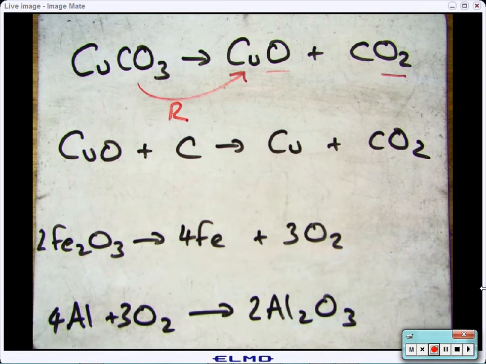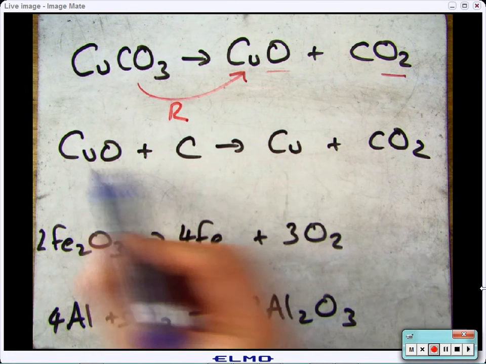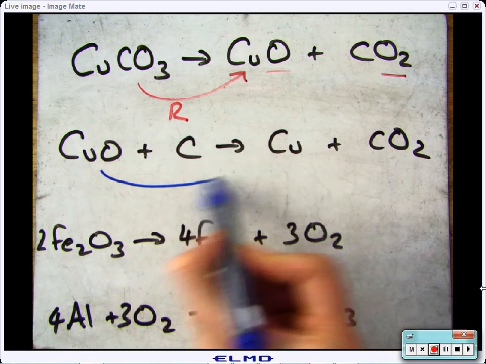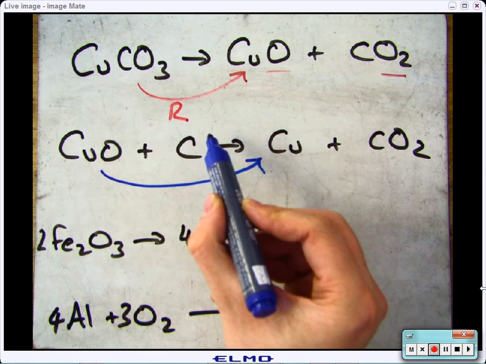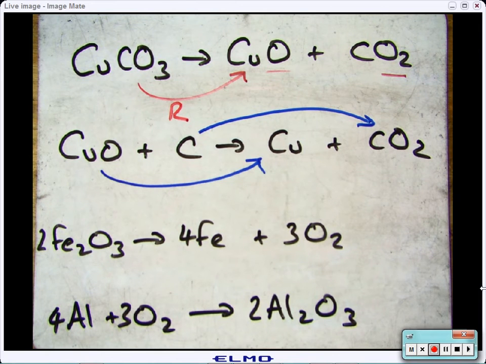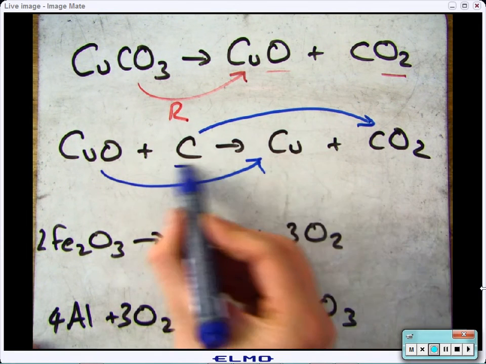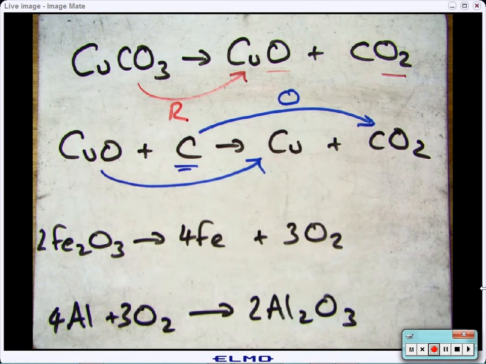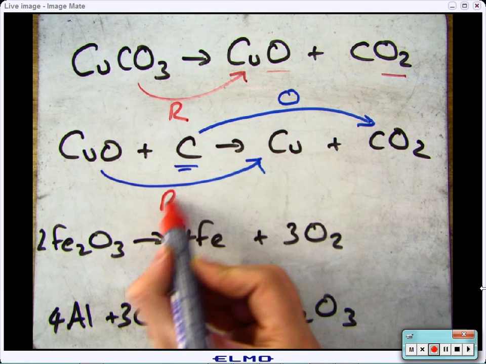In this one here you've got copper oxide that's turning into copper, and you've got carbon which is turning into carbon dioxide. So the one that's had oxygen added to it is the carbon, so that's oxidized, and the one that's had it taken away is copper oxide, that is reduced.